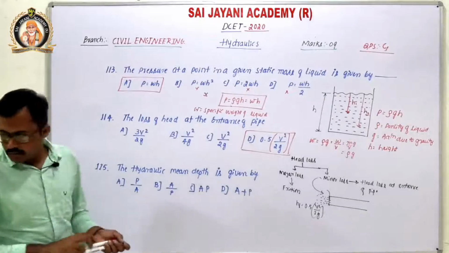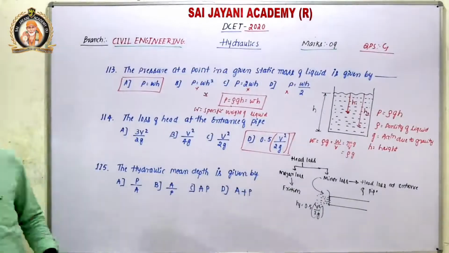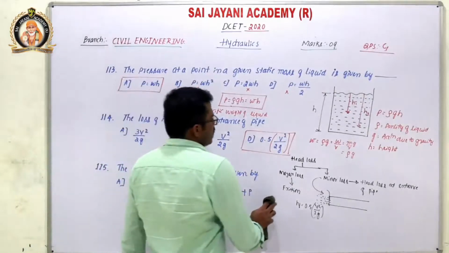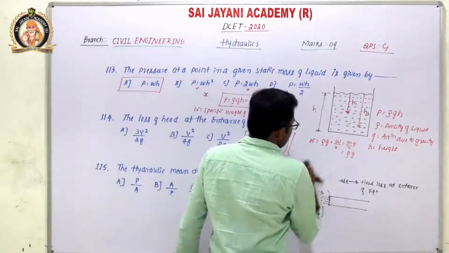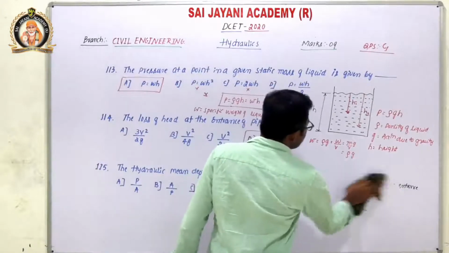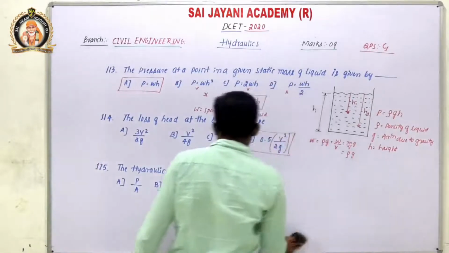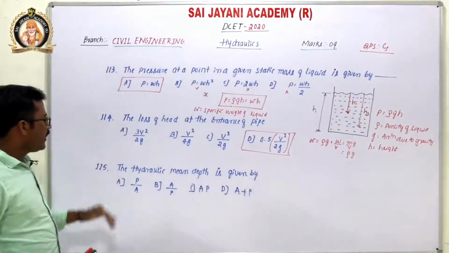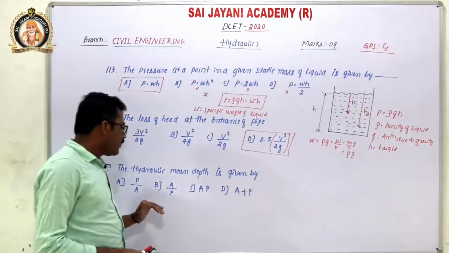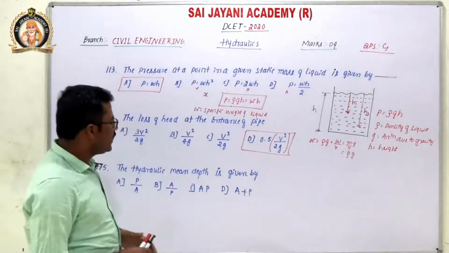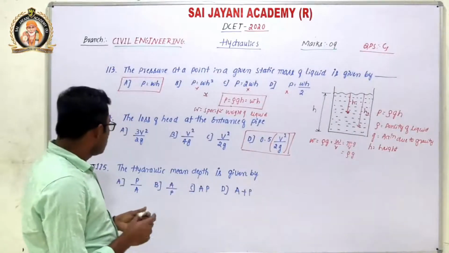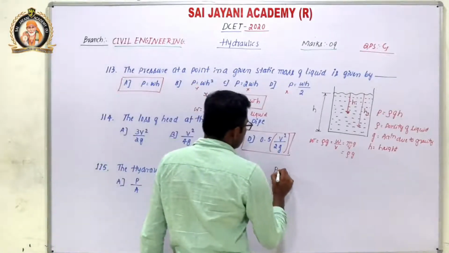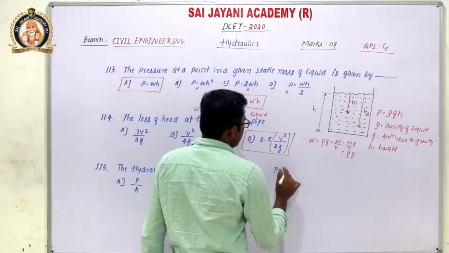Next, last question, question number 115. The hydraulic mean depth is given by dash. Option A, P by A. Option B, A by P. Option C, A into P. Option D, A plus P. So what is P? P is the wetted perimeter.